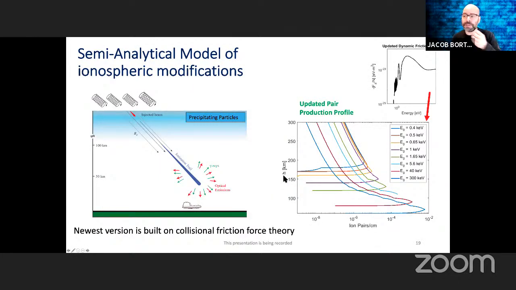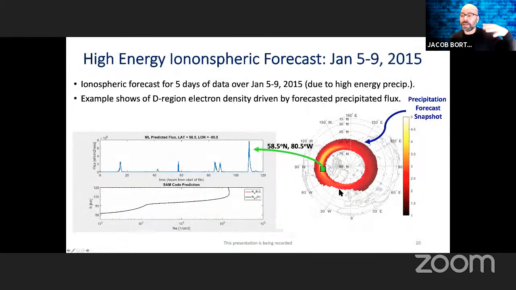You can feed precipitating fluxes into a physics-based model, and here you can see this is based on the Rees 1963 model of pair production. It's been a little bit jimmied and fixed with a collisional friction force at the lower energy range. And so now we can reproduce electron density perturbations as a function of altitude based on our precipitation model. And so we're now going to marry a physics-based model of ionospheric conductivity modifications together with a machine-learned precipitation model. And so this is what we get.